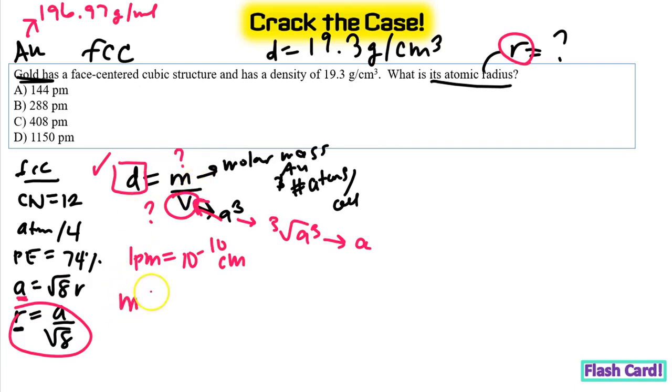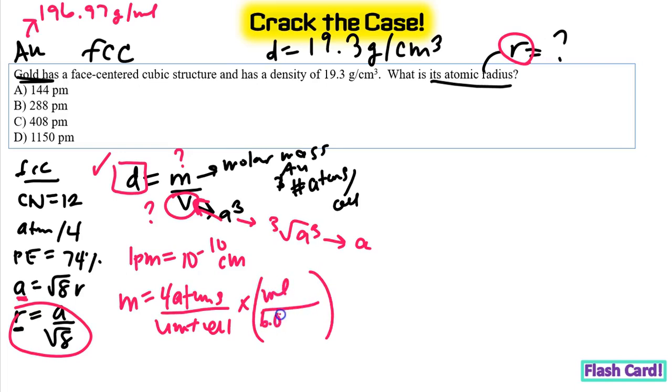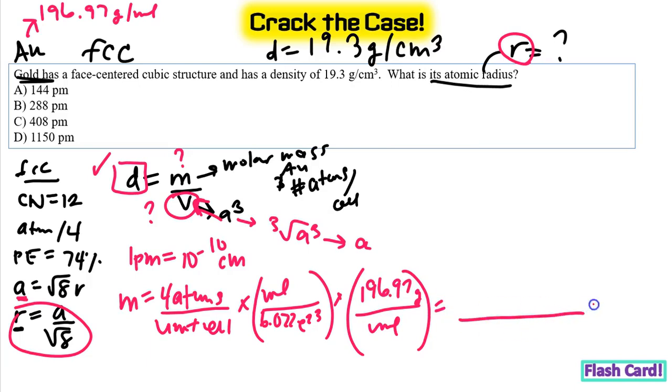So with FCC, we know the mass is going to be 4 atoms per unit cell, okay? We're going to multiply that by moles for Avogadro's number, okay? And then we're going to multiply that by the molar mass, which we know the molar mass for gold is 196.97 grams per mole. And this is going to get us grams per unit cell. So now we have our mass, we have our density, we can find our volume. So that's literally how we're going to be setting this up.